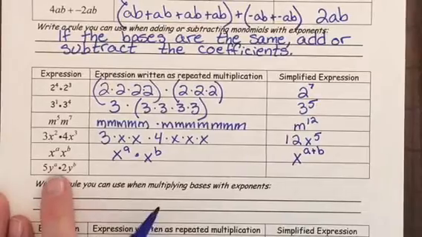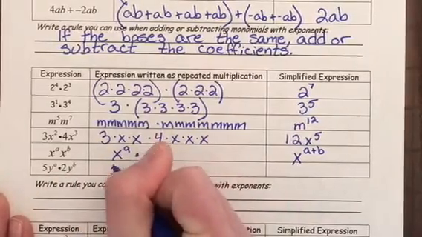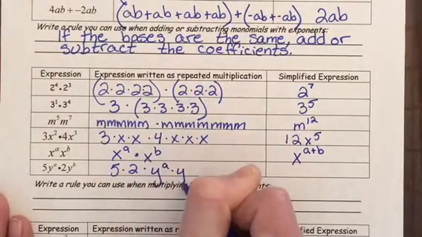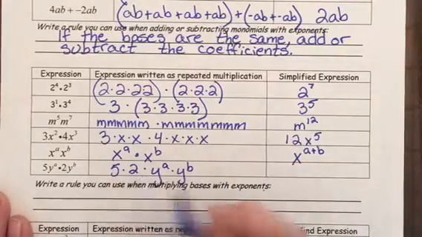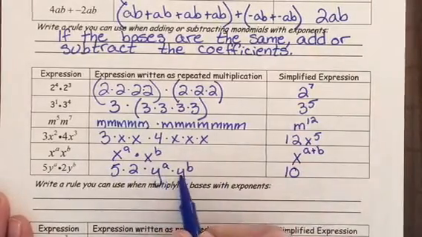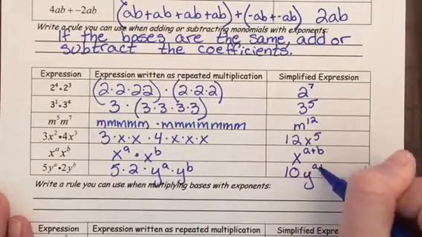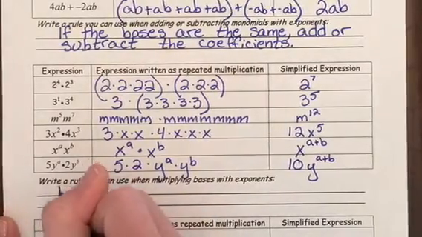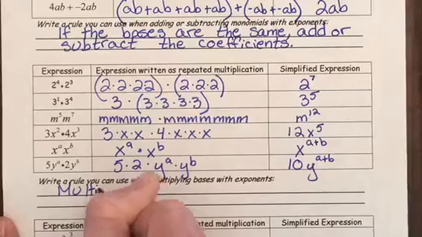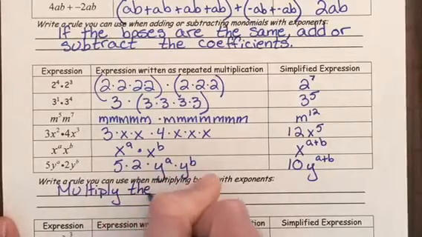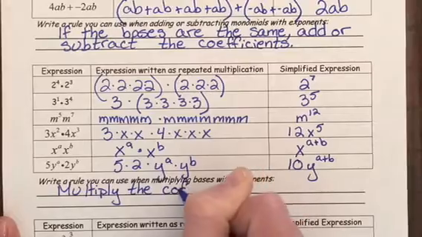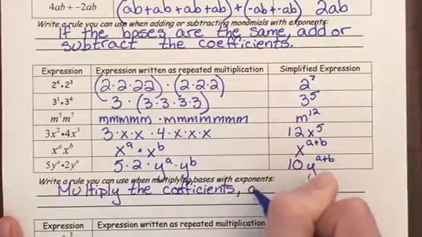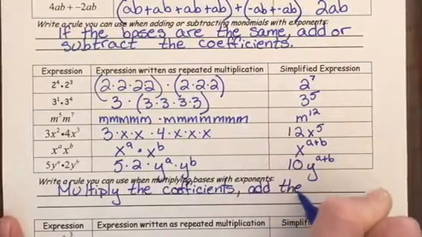If there is a coefficient, then we're going to multiply the coefficients together, and then we're going to add the exponents. So it becomes 5 times 2 is 10 y to the a plus b. So our general rule here becomes multiply the coefficients, add the exponents.